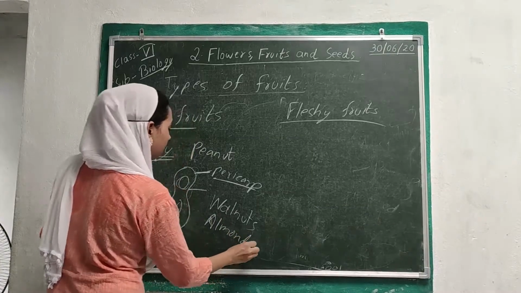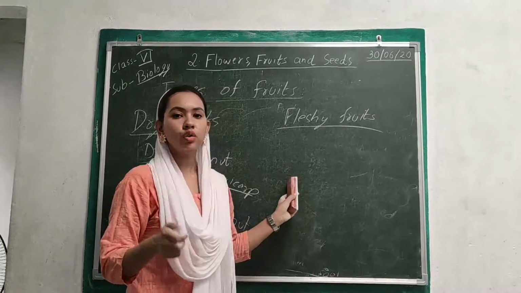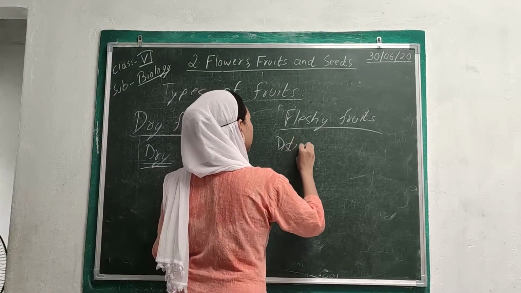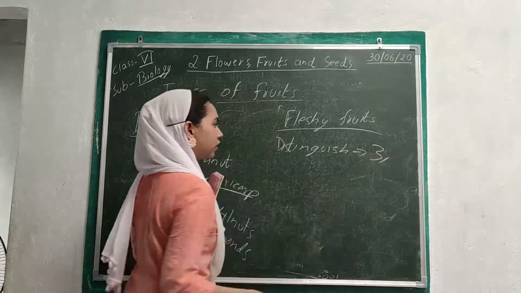Next we have the fleshy fruits. Here, like the mango, you can distinguish between the three parts of the pericarp.